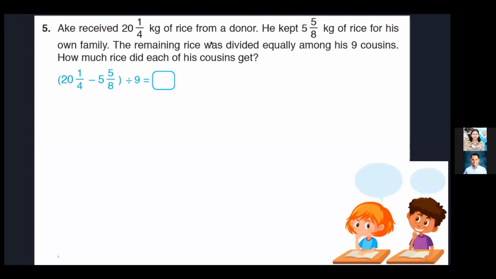Okay, you follow this step. Change first 20 and 1/4 and 5 and 5/8. So 20 and 1/4 is equal to 4 times 20 is 80 plus 1. So you have 81 over 4. While 5 and 5/8 will be equal to how many? 5 times 8 is 40 plus 5, you have 45/8.